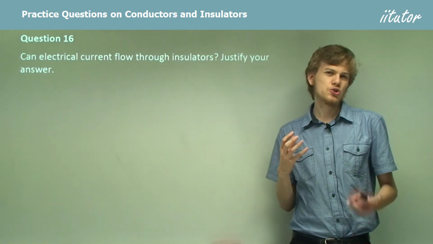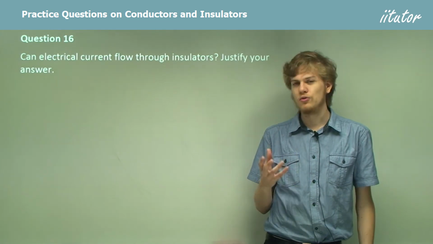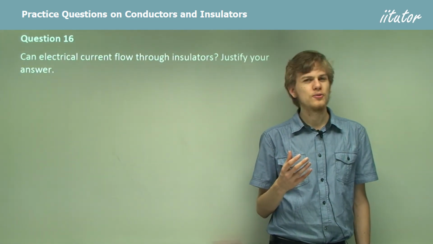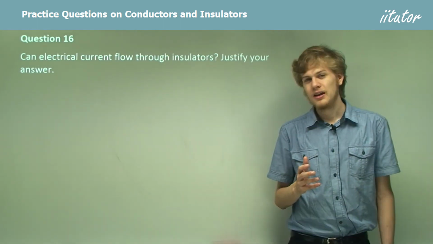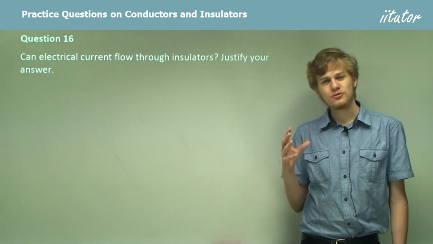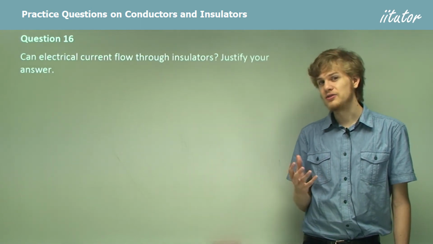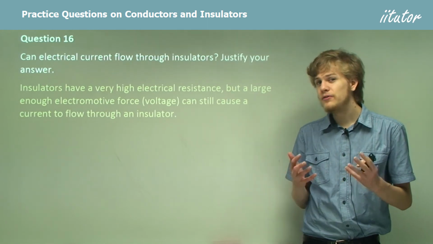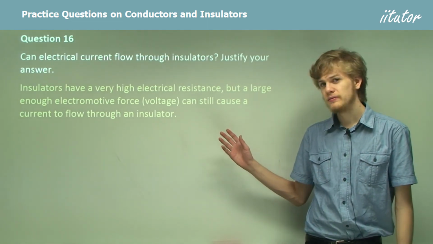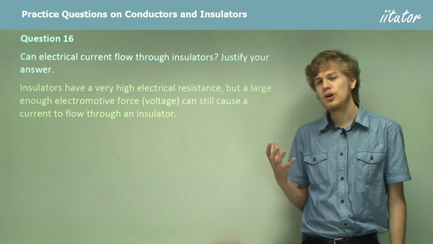If we pass an extremely high voltage across an insulator, like a block of wood or a tree, then can we cause current to flow? Well, yes, in fact, we can. If lightning strikes a tree, that tree is going to conduct electricity, whether the insulator that it consists of likes it or not. So insulators have a very, very high electrical resistance.